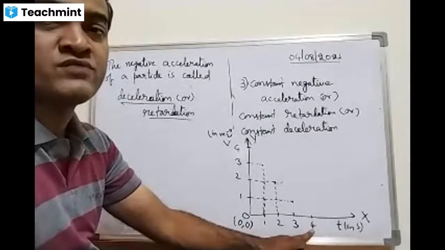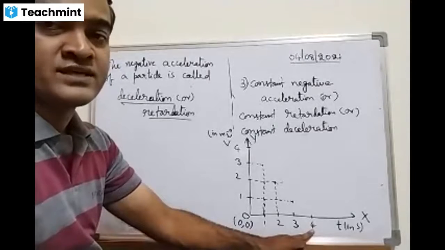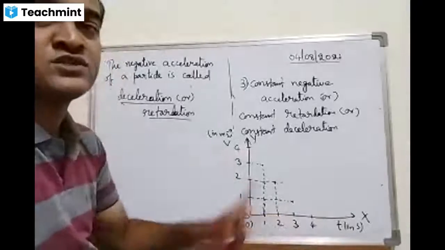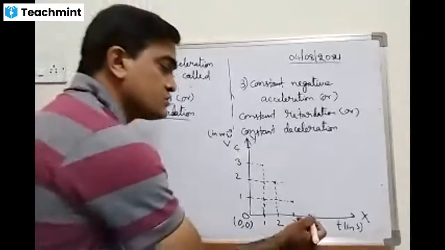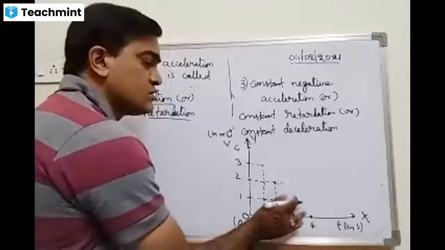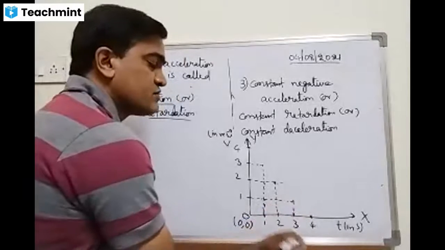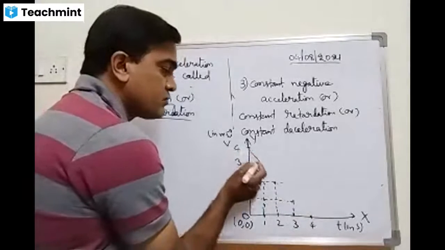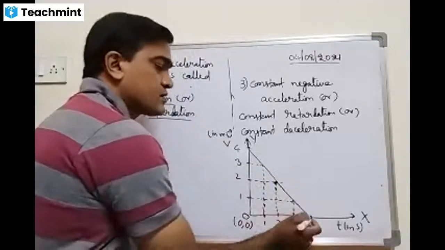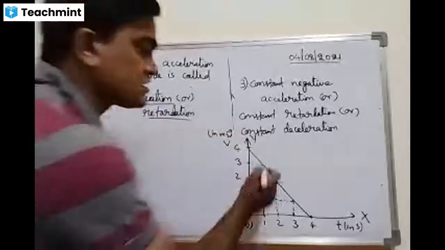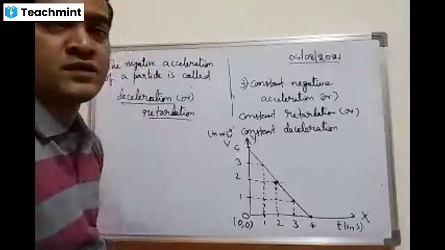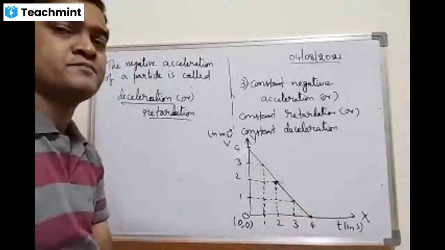On which axis will the y coordinate be 0? On the x-axis, the y coordinate will be 0. That is, along the time axis, velocity is equal to 0. So at 4 seconds, the velocity of the particle is 0. If I join all the points, you'll get a line like this. These are all the points which are on the line.